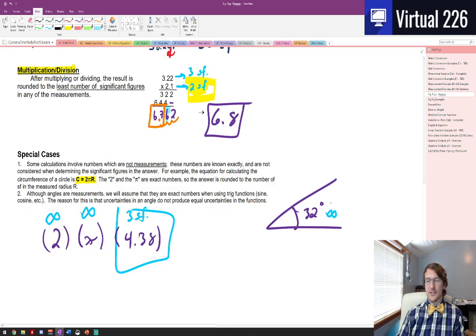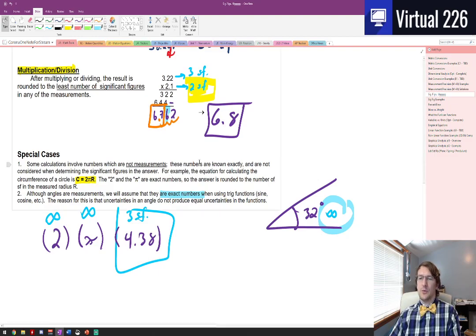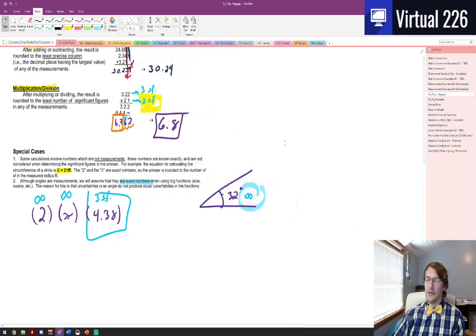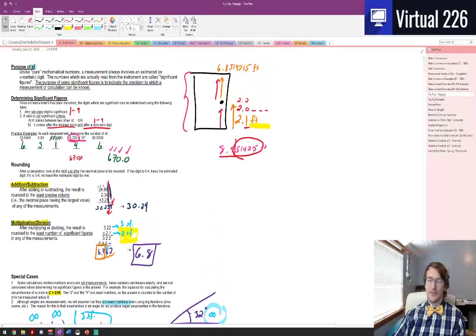The reason we do this is these are functions that we have to put these into, and things get weird when you put them into functions. You're best actually using error propagation for this if you wanted to do that. But for what we are doing in class, we are just going to assume that they are exact numbers with infinite precision when we use sine, cosine, and tangent. Okay? If you're confused about that, you want more information, hit me up or come talk to me in class. But with this, our sig figs idea is complete.